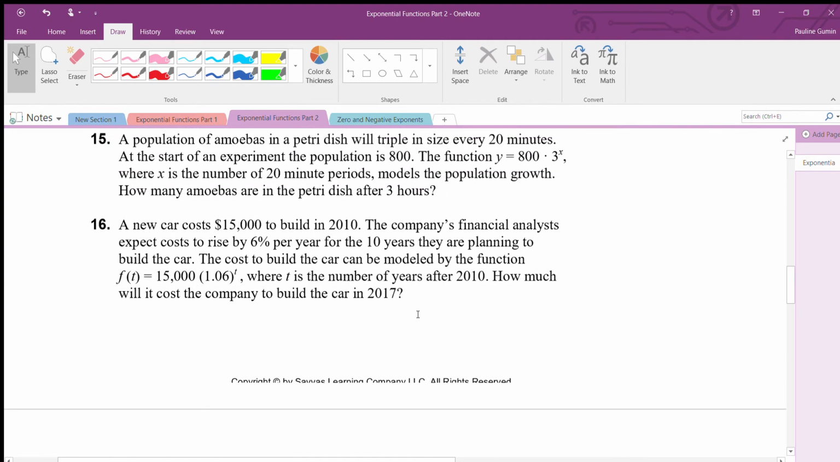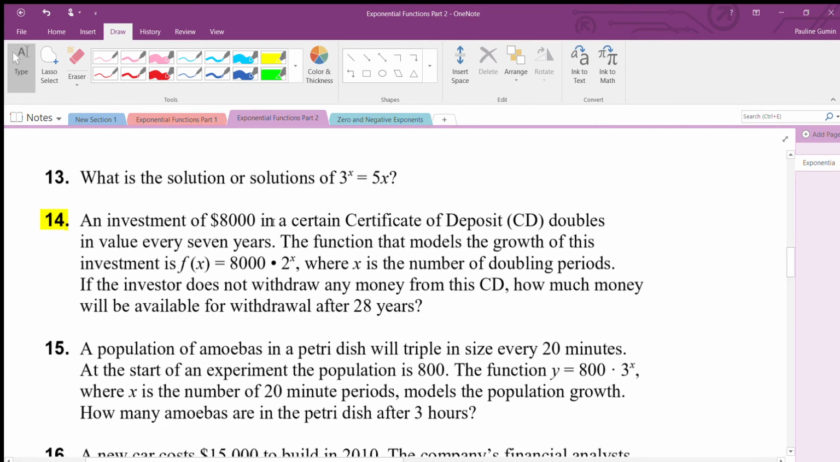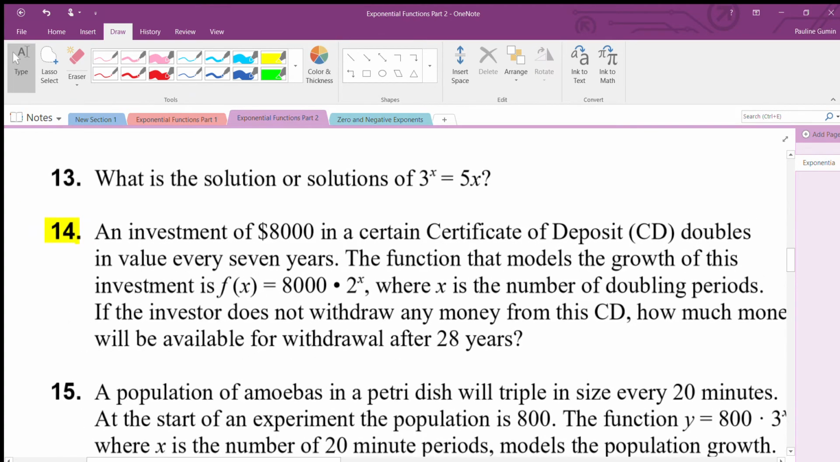Okay, word problem. I know these are your favorites. Let's take a look at number 14. An investment of $8,000 in a certain certificate of deposit doubles in value every 7 years. Here's the function. I'm going to highlight it because it makes it easier to see. X is the number of doubling periods. If an investor does not withdraw any money from his certificate of deposit, how much money will be available for withdrawal after 28 years? All right.